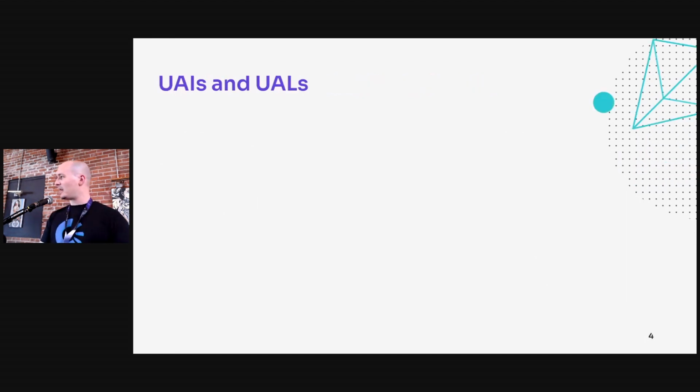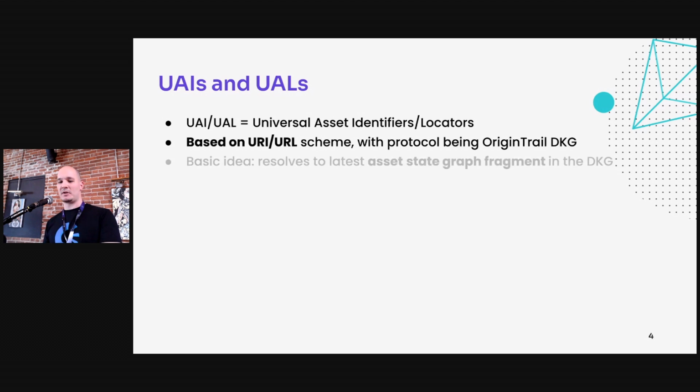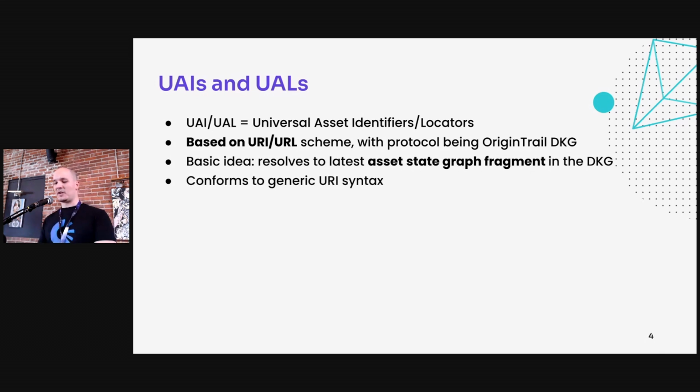All right, very briefly about UAIs and UALs. What are these things? Might not be the most interesting thing in the world, but it's kind of new. Basically, they're universal asset identifiers and locators. They're based on the standards around URIs and URLs, basically the same scheme, where the protocol is OriginTrail DKG. The basic idea is that if you go to that UAL, that link, it resolves to the latest asset state graph fragment in the DKG, and it conforms to this generic syntax.